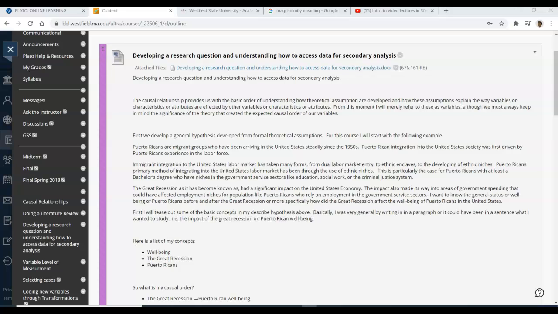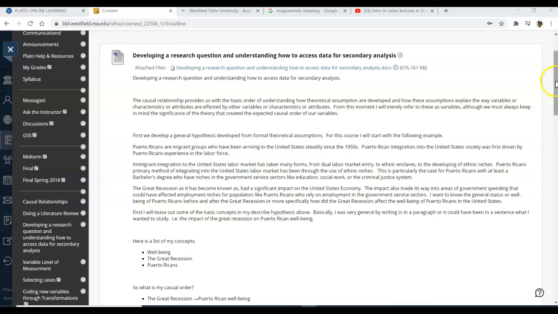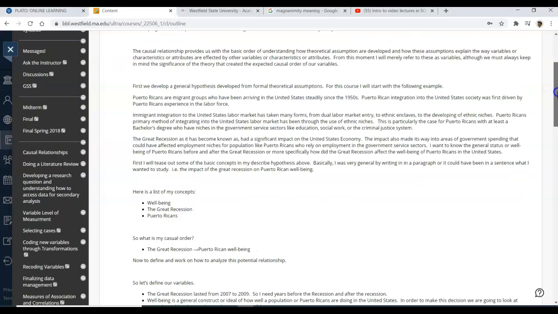So let me talk a little bit about the idea of what it is that we do as researchers and why it is important to understand these statistics, understand what we're doing. And so I'm going to jump. I'm going to talk about the other things, but I'm going to focus on the one here on developing a research question and how to access secondary data analysis, because I think this will be a more significant part.